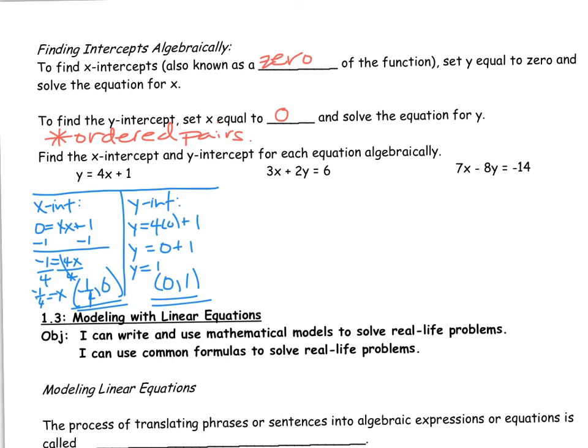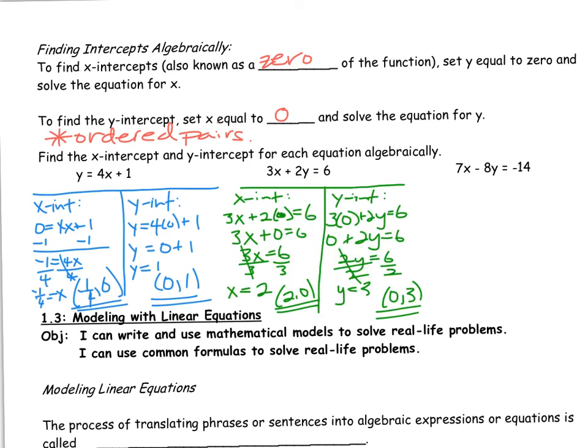All right, what I want you to do is pause the video. Just press pause, try the next one. Once you think you have both the x and the y-intercept, press play, and we'll go on. Okay, how did you do? I got an x-intercept at 2, 0, and a y-intercept at 0, 3. Hopefully, you got the same thing.